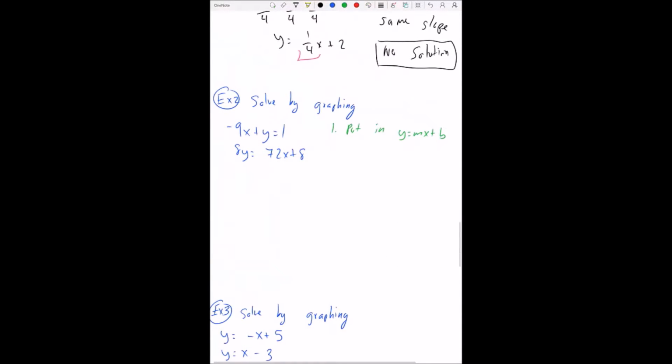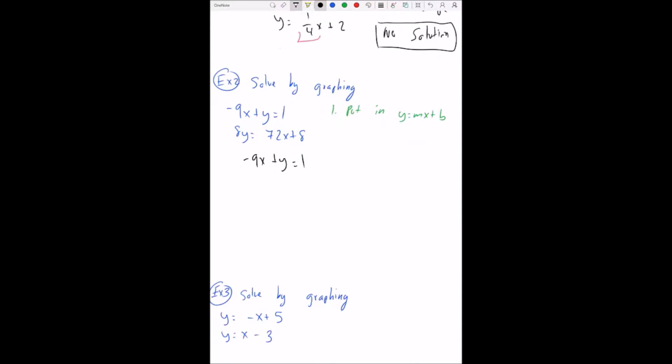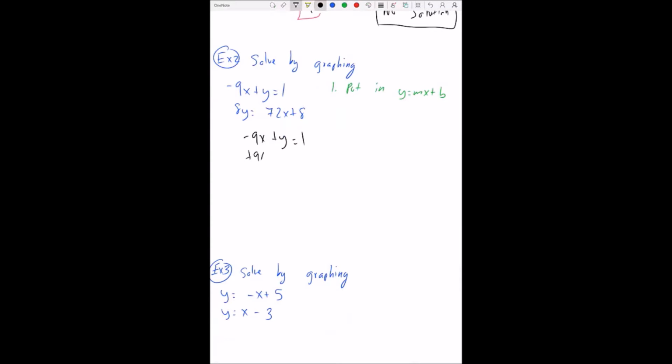So we're going to solve this by graphing. That's the theme for all of this. So what do we notice about both equations? They're not in y equals mx plus b form. They're not in slope-intercept form. So what we need to do is solve for y in both equations. So let's do that. We have our negative 9x plus y equals 1. We need to add 9x to get y by itself. So we have y equals 9x plus 1.